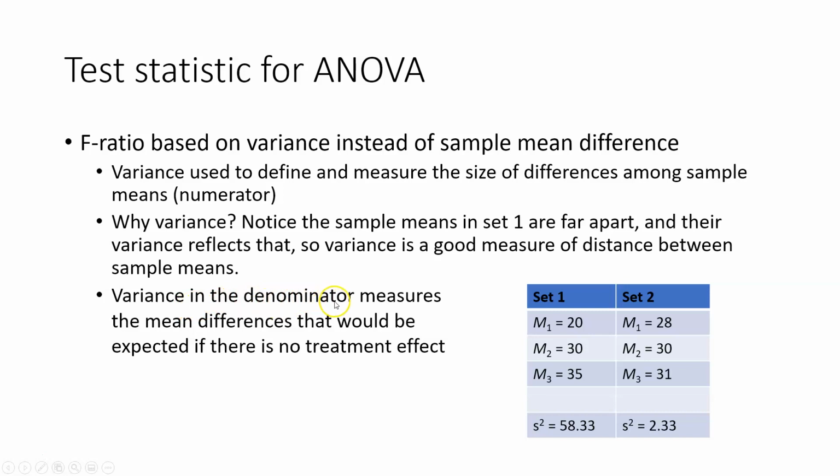Variance in the denominator of the fraction, underneath at the bottom of the F ratio, measures the mean differences that would be expected if there is no treatment effect, the size that you would expect just by chance. So going back up here, remember the variance in the numerator is defined as the measure of the size of the differences among the sample means. So we see the size of the difference that we do observe, and we divide it by how much we would expect to find if there was no treatment effect just by chance.